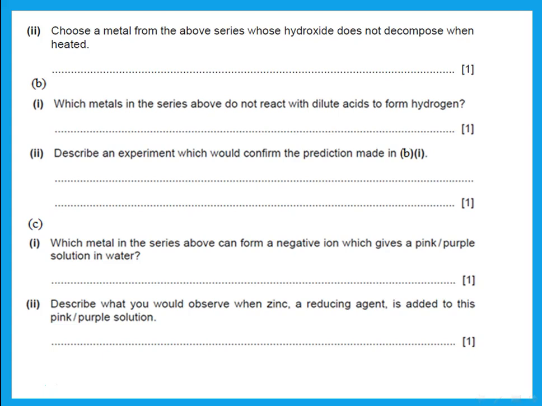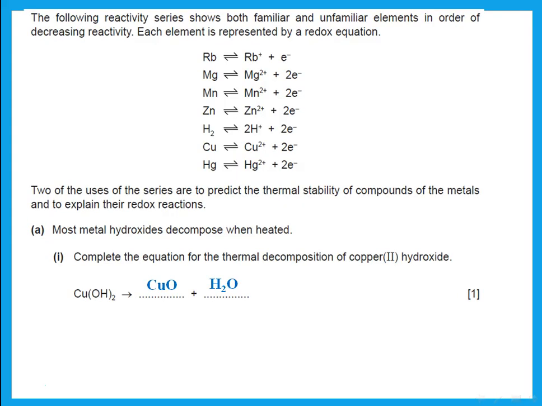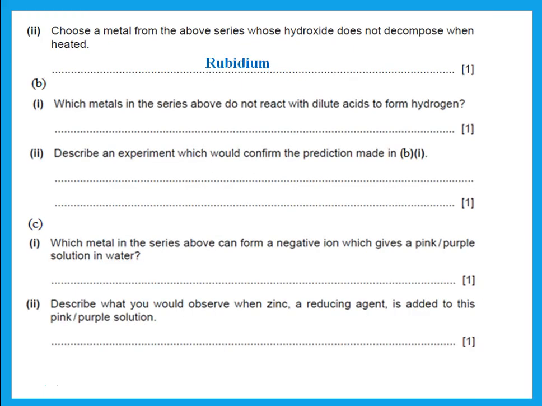Choose a metal from the above series whose hydroxide does not decompose when heated. Remember, where is the series again? This is the series. The ones on top are more reactive than the ones down, and he wants something whose hydroxide does not decompose, so it has to be group 1. So which of these in this list is group 1? That is the rubidium, right? So that is rubidium. Remember that hydroxides of group 1 do not decompose when heated.